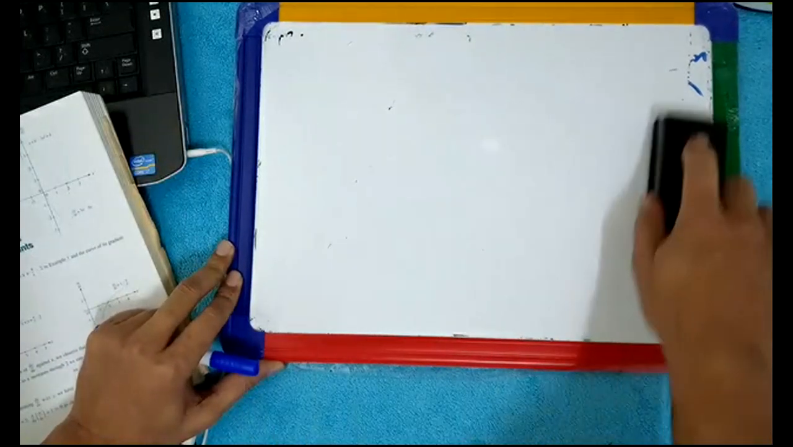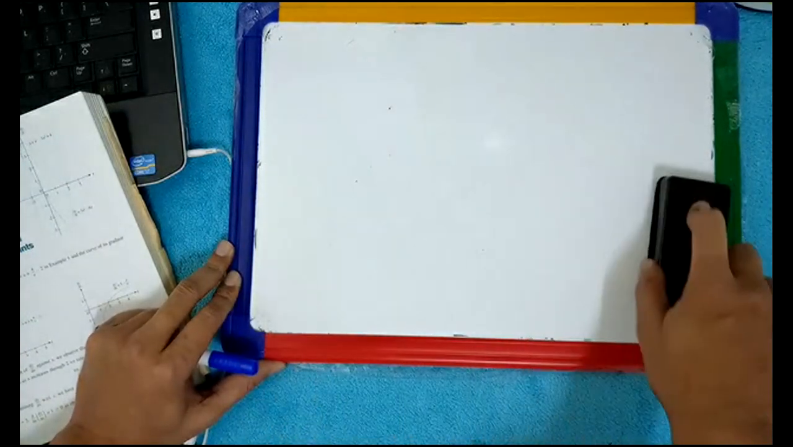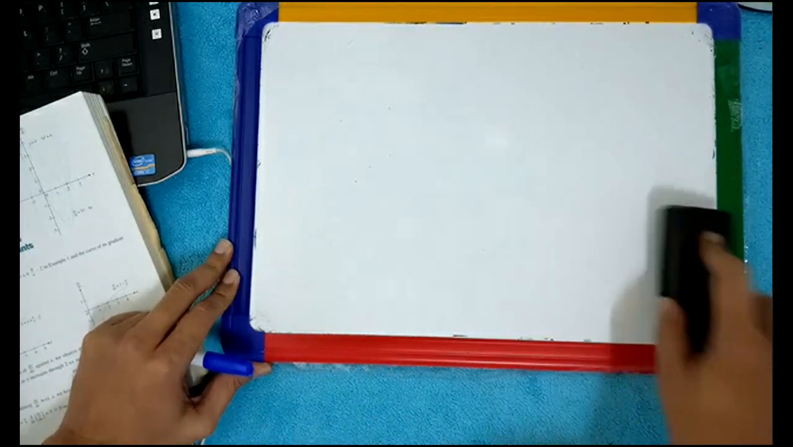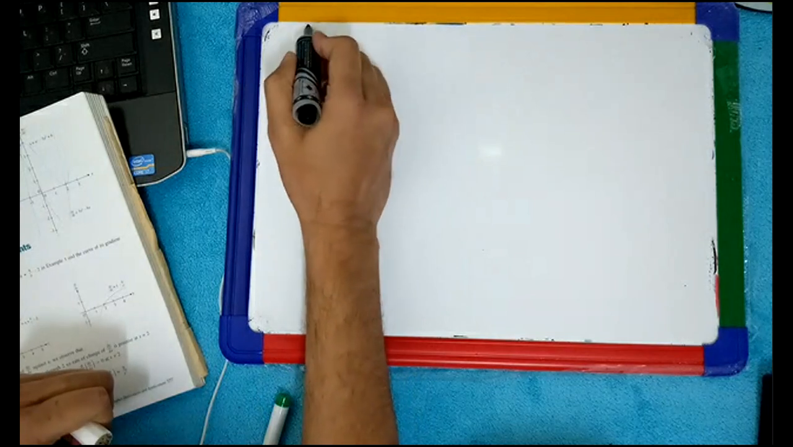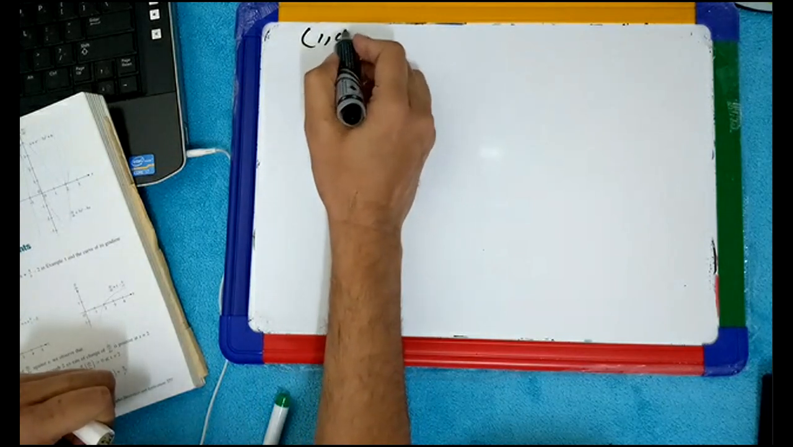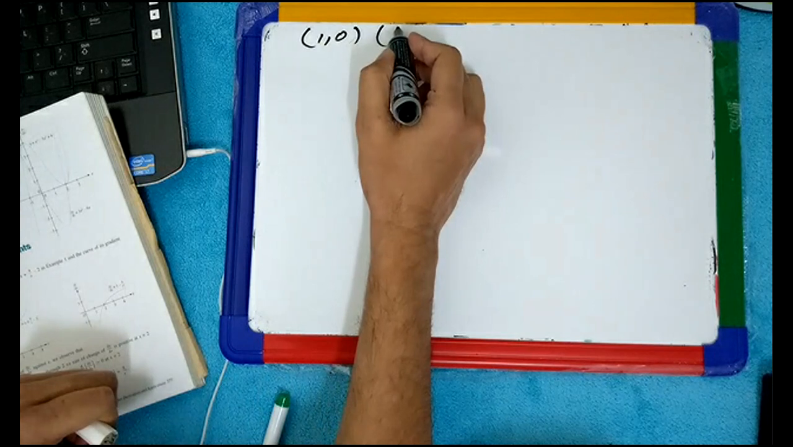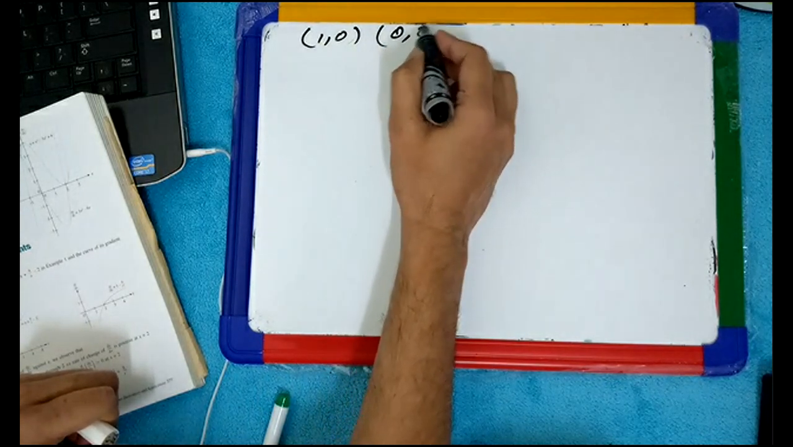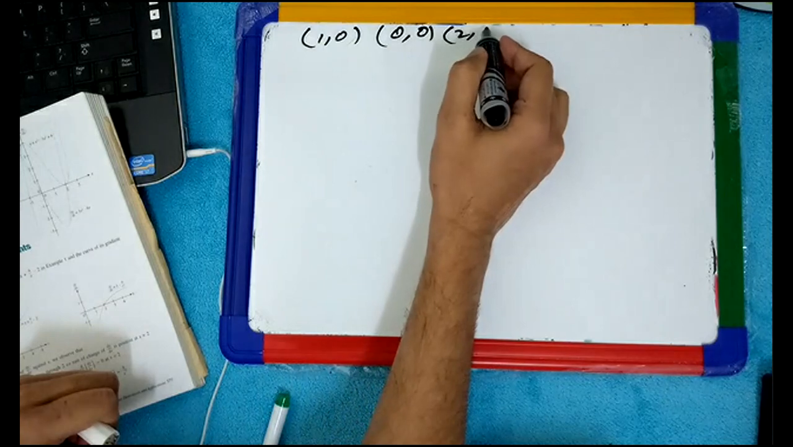You got the three. Do you remember these three stationary points? I removed the board. How is your memory? It's 1, 0 and 2. Yes, you remember. So (1, 0) and (2, 1). These are the three stationary points.